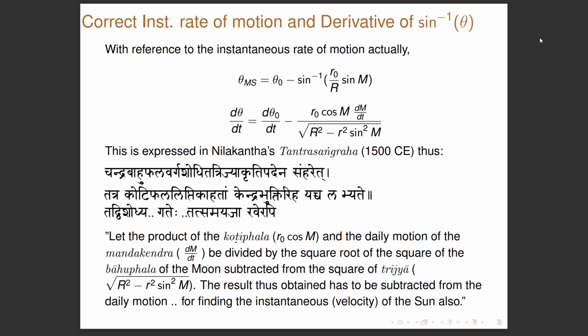So what he says is Chandra Bahuphala, that is R sin M. Varga is the square of that. Varga Shodhita Trijya Kruti. Trijya Kruti is R square, so this is subtracted from that. Pada is the square root. Then something is divided by the samhare. Tatra Koti Phala Liptika Nam. Kendra Bhukti, that is this. Yacha Labhyate Tad Vishodyato Tat Samayaja. That is the instantaneous velocity. You also do it; that's how it is expressed.